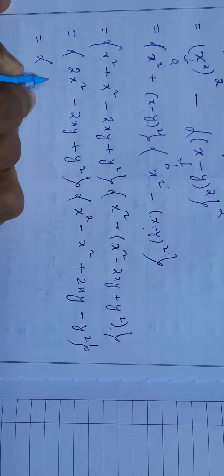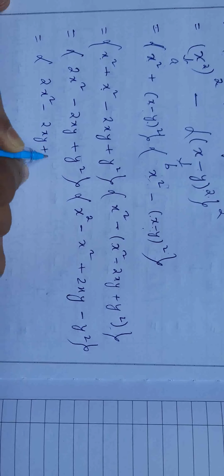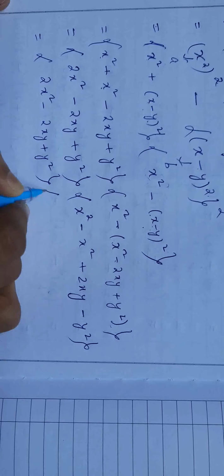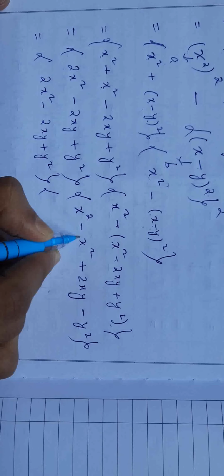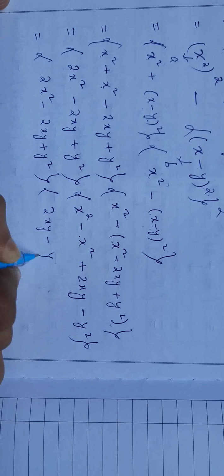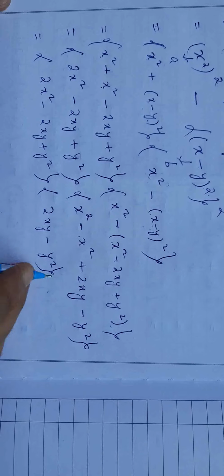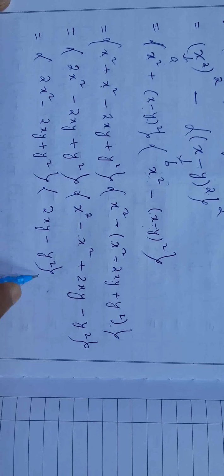Which can be written as 2x square minus 2xy plus y square, and then this x square and this x square will be cancelled, so we are left with 2xy minus y square. So you can keep your answer here also.